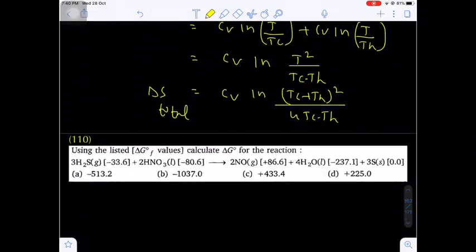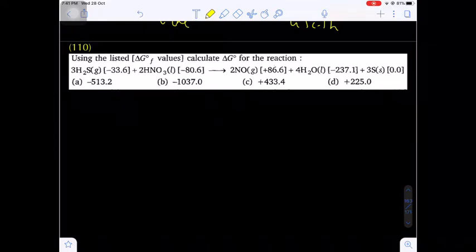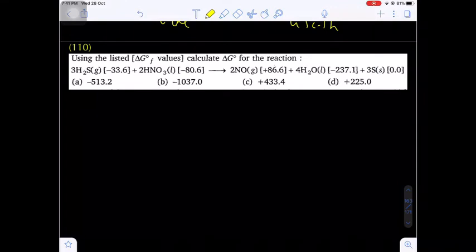Now the next question, that will be question number 110. In question number 110, what is the given data here? A reaction is given: 3H2S plus 2HNO3 gives 2NO plus 4H2O plus 3S. In the respective brackets the values of delta G0 F are given, that is the standard Gibbs energy change for the formation of the species given. So what is the question here? Find the delta G0 value. Are you getting my point?